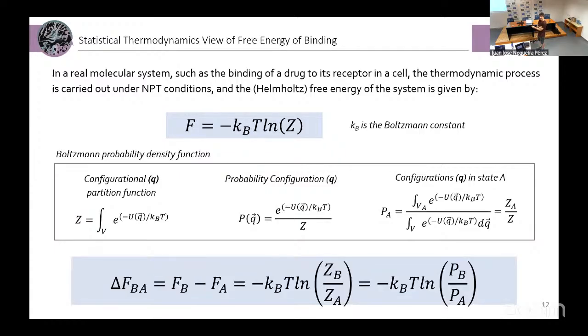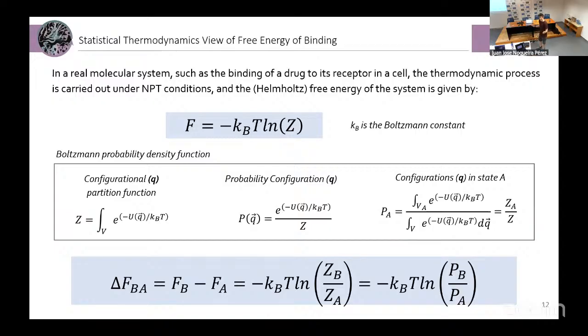So this is something that you have here, right? If we define the free energy difference between two states, and imagine that this is the bound state and this is the unbound, the only information that we need from the statistical thermodynamics point of view is the ratio between the probabilities.